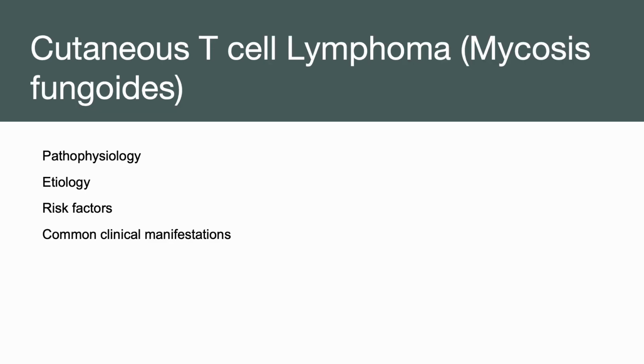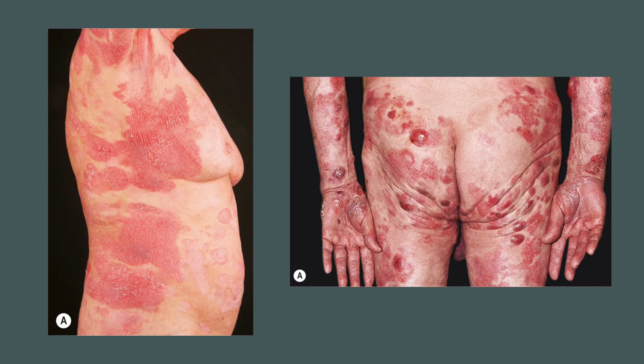Now let's talk about cutaneous T-cell lymphoma, or mycosis fungoides. This is a rare malignancy of T lymphocytes affecting the skin. Etiology is unknown, possibly genetic and environmental influences. Risk factors, middle-aged to older adults, and male gender. Common clinical manifestations, patches, plaques, tumors, or erythroderma. This slide shows the patch and plaque stage on the left, and then tumor stage on the right.